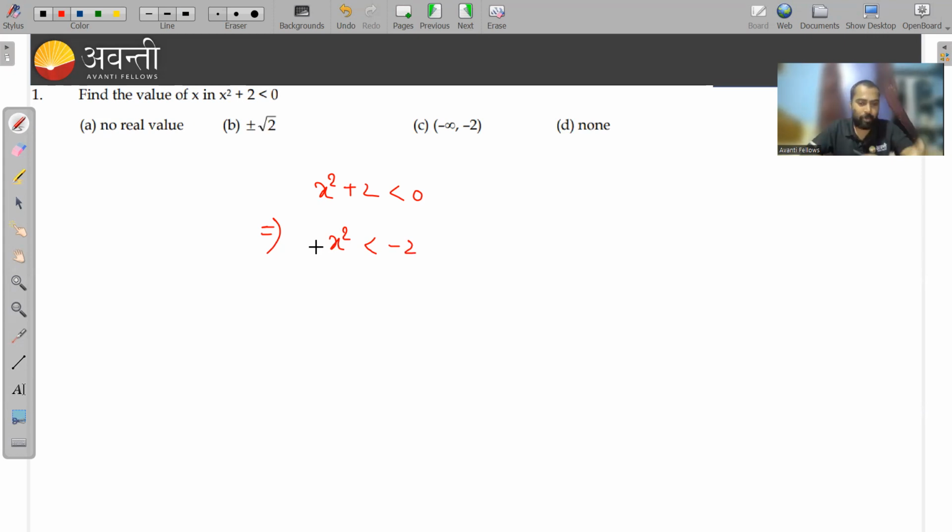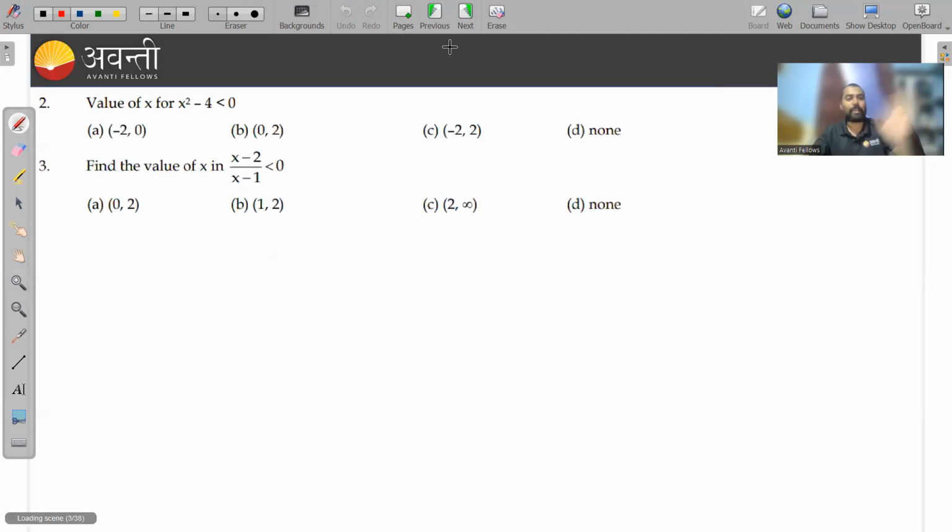So now I'm asking, is there any real number whose square will give you less than minus 2? Is it possible? No. There is no real number whose square gives you a number less than minus 1. So the answer for this question is no real values, right? No real values. Okay, option A is correct. So this is the answer of the first question. Come to the second question.